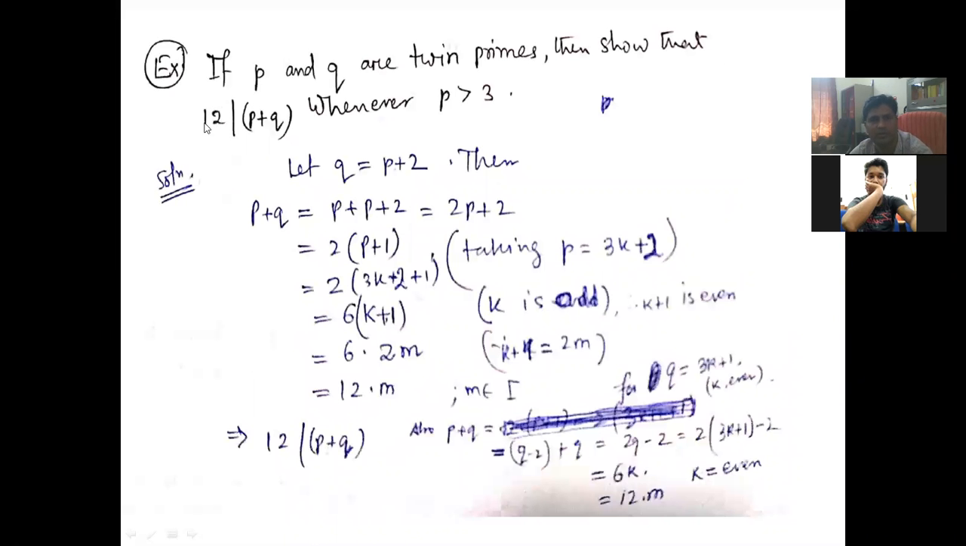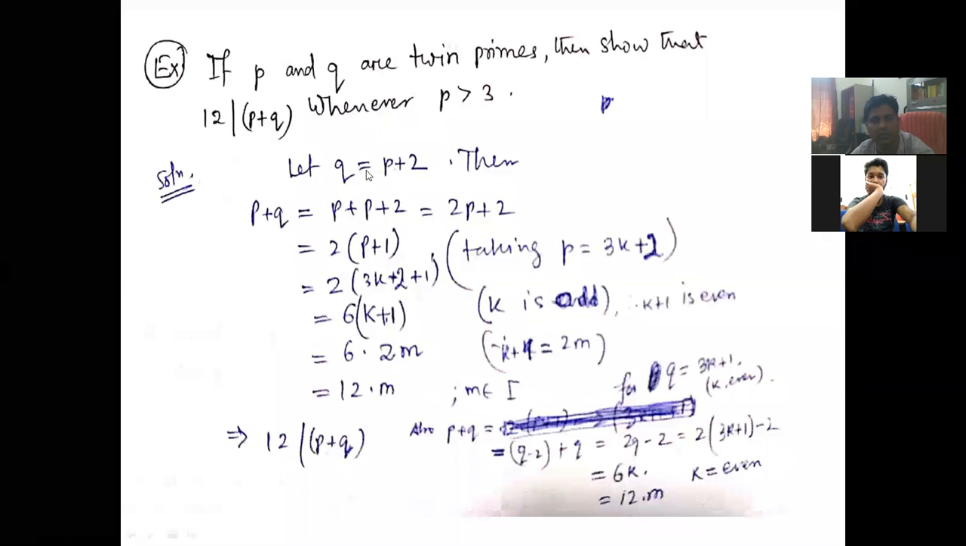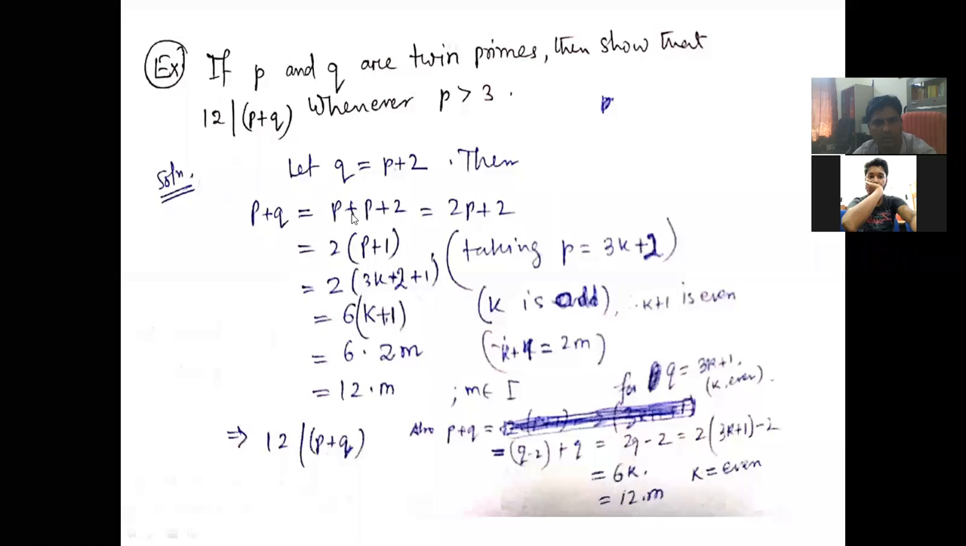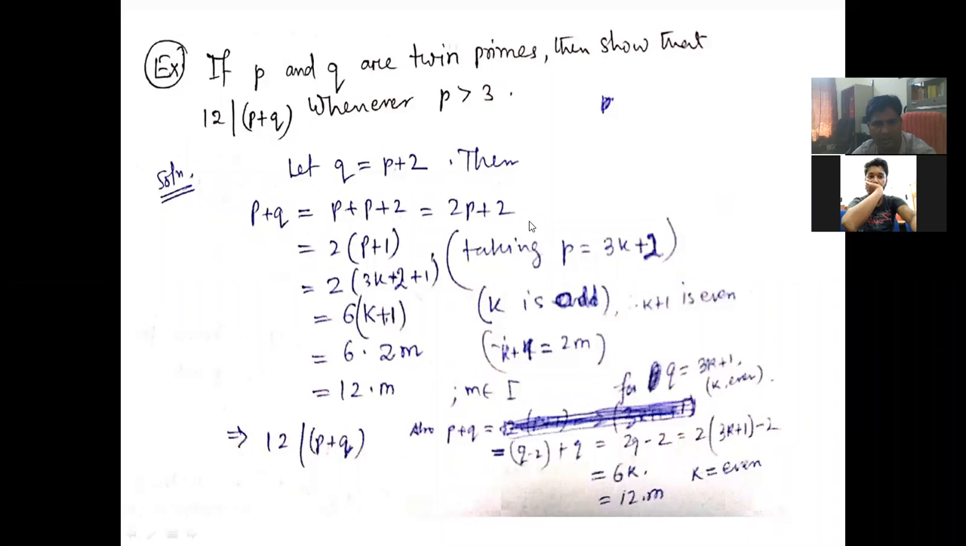If P and Q are twin primes, then show that 12 divides P plus Q, whenever P is strictly greater than 3. Okay, so you see, let Q equal to P plus 2, means Q minus P equal to 2. We generally take Q minus 2 equal to P, means Q equal to P plus 2. Then P plus Q equal to P plus P plus 2, so 2P plus 2. This is 2 times of P plus 1.